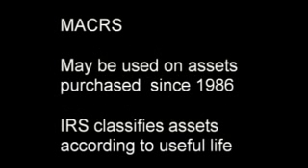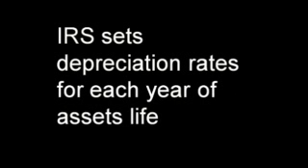A less common method of depreciation is the modified accelerated cost recovery scheme. There's a mouthful. In short, this is known as MACRS, and the scheme can only be applied to assets purchased since 1986, which is probably most assets these days. The IRS classifies assets according to their assessment of useful life. The IRS then sets depreciation rates for each year of the asset's life. Where it is used, the depreciation is usually determined either from tables or by using computer software packages.